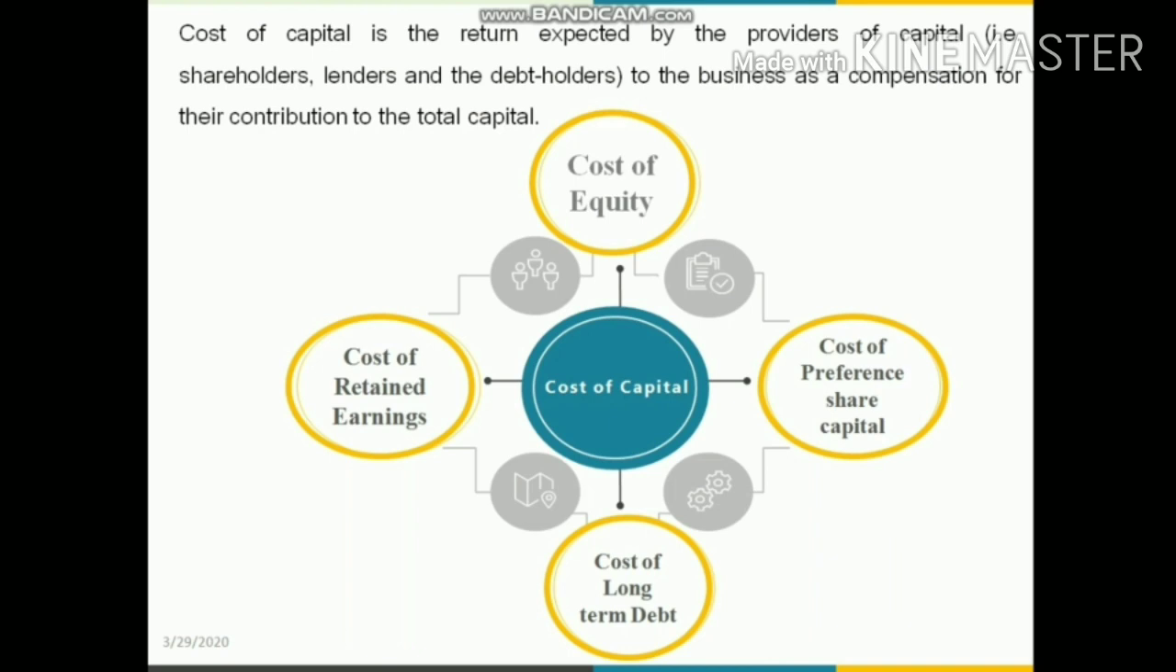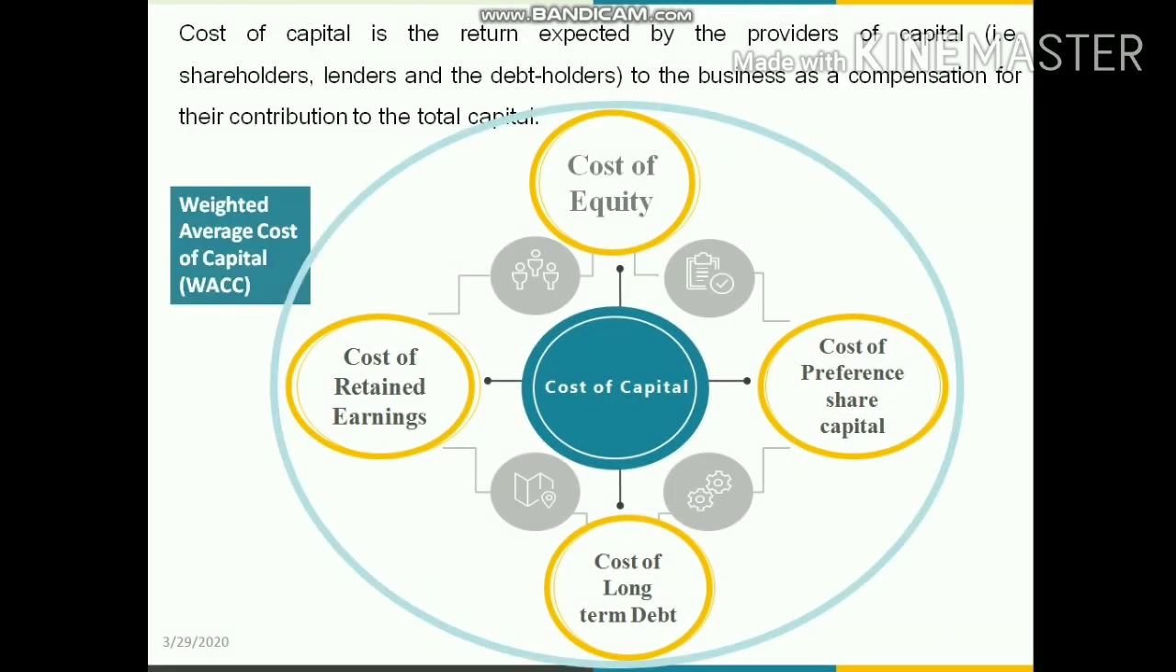The different sources of financing are classified as below, and for each particular source, the cost criteria to calculate is different. So we have here cost of equity, cost of preference share, cost of long-term debt, and cost of retained earning. The long-term debt will also consist of loans, debentures, and bonds. So these are the costs from different sources of finance, and with these all together, we further can calculate weighted average cost of capital.